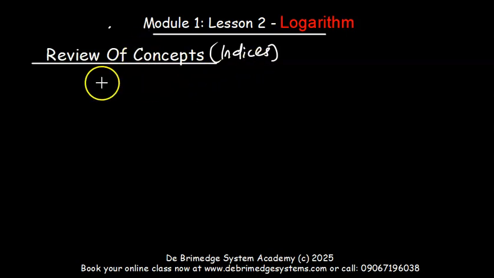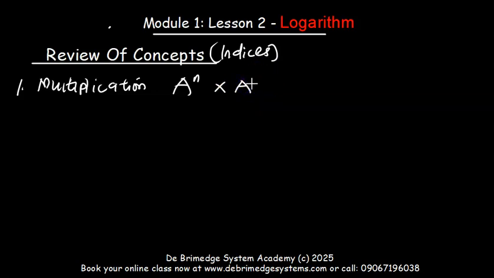Right now, in indices, there are about 7 laws. One of them is called the multiplication law. What you do is, if you have a number to a certain base, multiplied by the same base to a certain power, say m, the rule is to pick one of the base and add the powers.